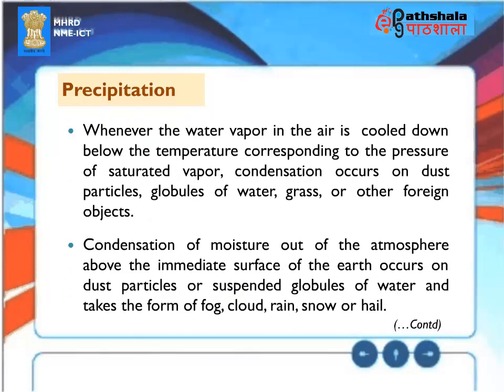Whenever the water vapor in the air is cooled down below the temperature corresponding to the pressure of saturated vapor, condensation occurs on dust particles, globules of water, grass, or other foreign objects. Condensation of moisture out of the atmosphere above the immediate surface of the earth occurs on dust particles or suspended globules of water and takes the form of fog, cloud, rain, snow, or hail.